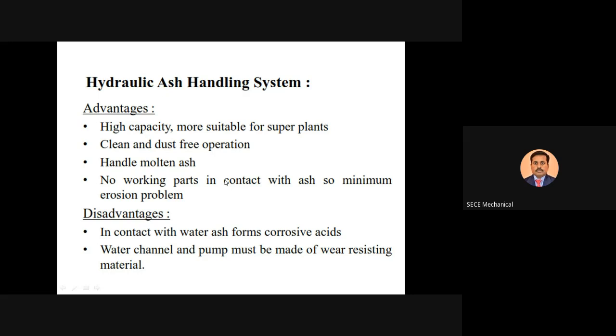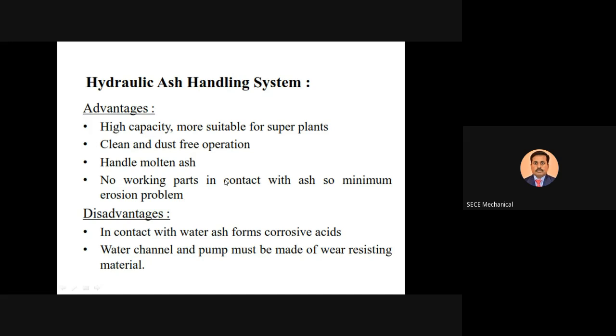So normally in the previous cases we have to handle the ash only, so a lot of precautions you have to take care. A lot of poisonous gas may be formed. All those things come out from your ash. But here the ash is mixed with water and it will form a slurry. So you can easily handle the ash. That is another advantage. And no working part is in contact with ash, so minimum erosion is there.